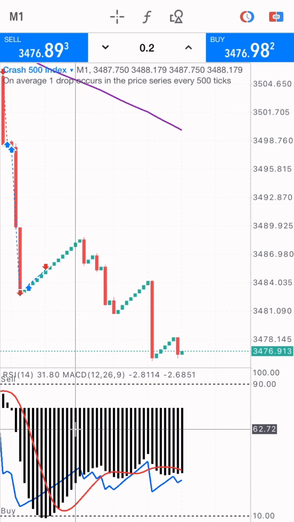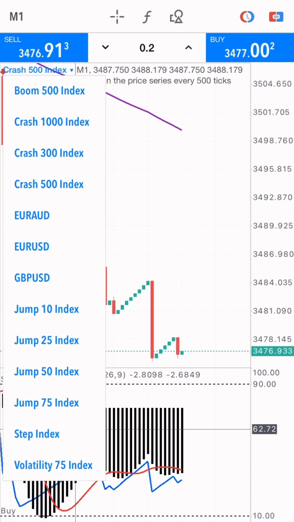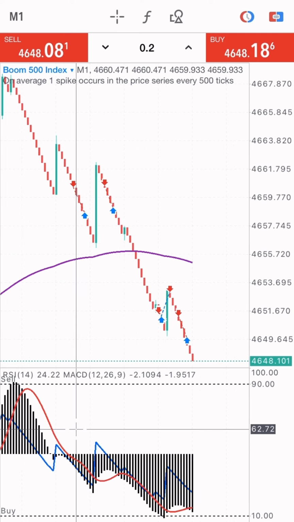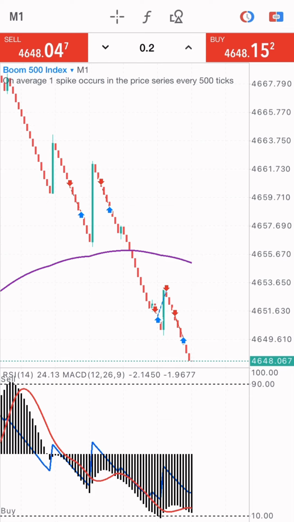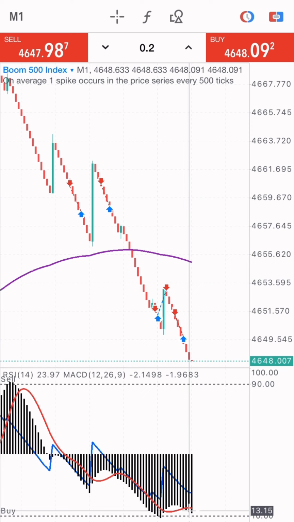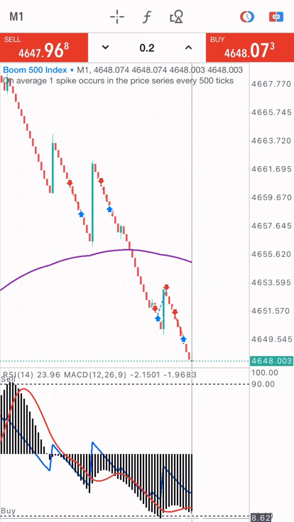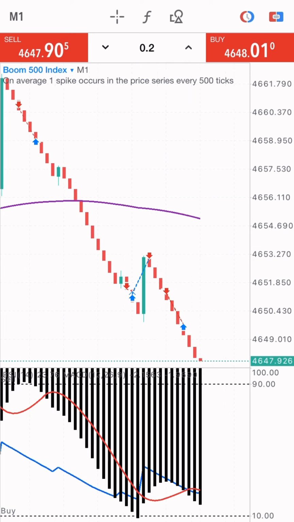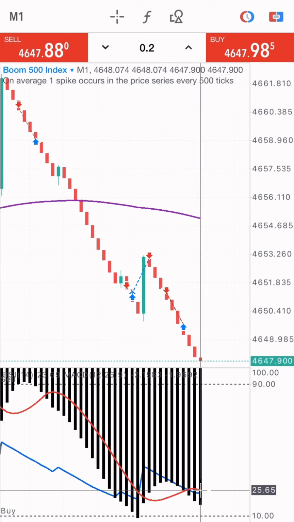So what I'm going to do is go over to the Boom 500 index and see how I'll be able to take advantage of price movement on the market, right? Now price is about to get to this level of 10 again, meaning another spike is going to happen during this point. Because take a look at it, guys. If you zoom closely, you can see that right here the price is about to hit this level of 10.